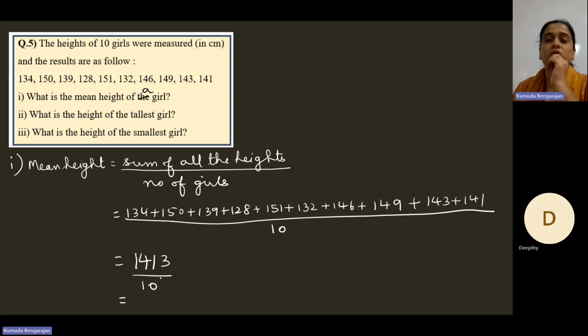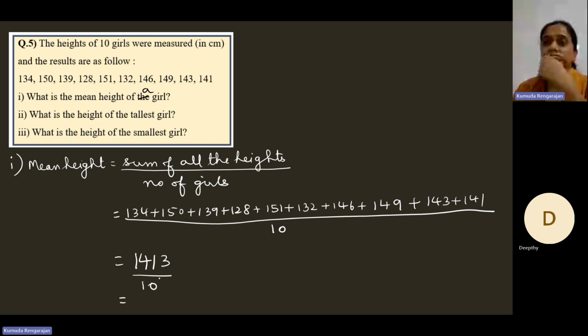You're doing a long division, is it? You also, Ovia? Must the answer be 141.3? Correct. 141.3. Yeah, we also said the same thing here.